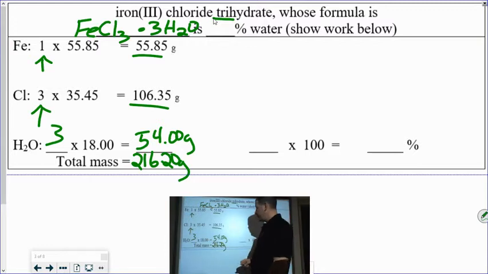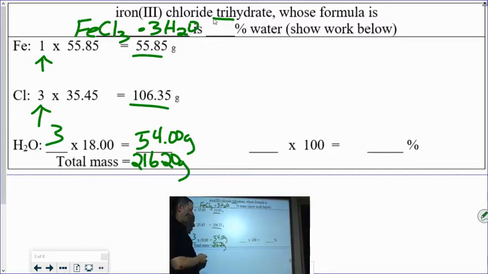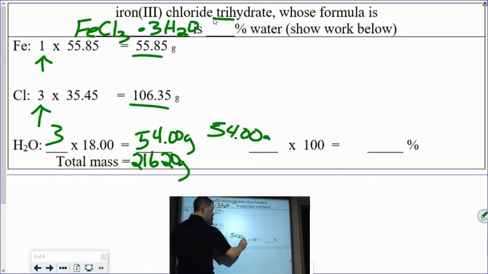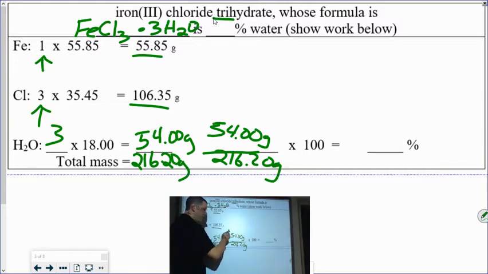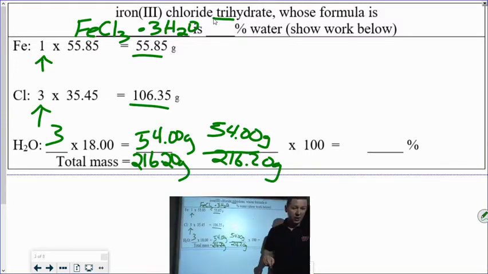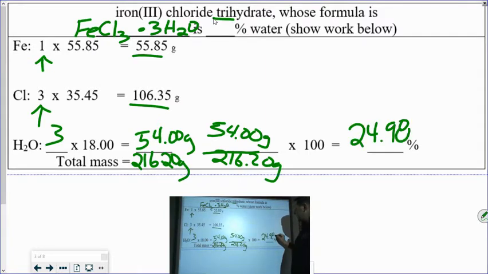To get the percent, I do part divided by total. The part I want to know about goes on top. That's the grams of water. The whole thing is this 216.20. So 216.20, that is the mass of the whole thing, times 100, a 4-digit number divided by a 5-digit number. And I end up getting 24.98% H2O. So again, the formula is always part divided by total. The part you want to know about on top, the whole thing on the bottom.